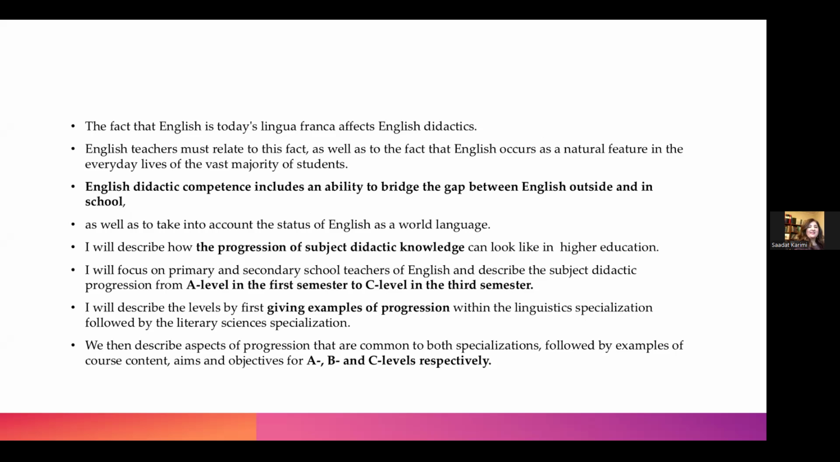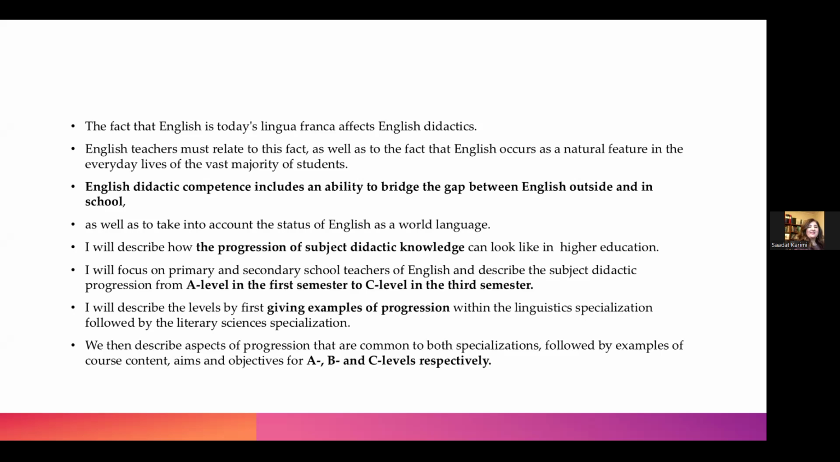The fact that English is today's lingua franca affects English didactics. Of course, English teachers must relate to this fact, as well as to the fact that English occurs as a natural feature in the everyday lives of the vast majority of students. English didactic competence includes an ability to bridge the gap between English outside and in school, as well as to take into account the status of English as a world language.